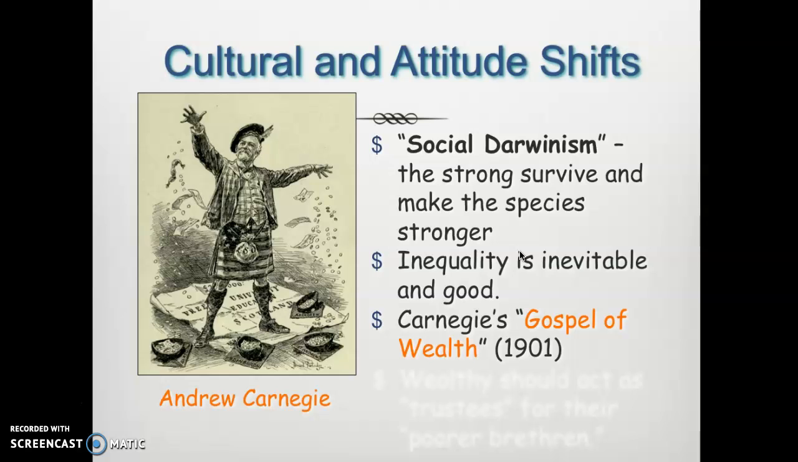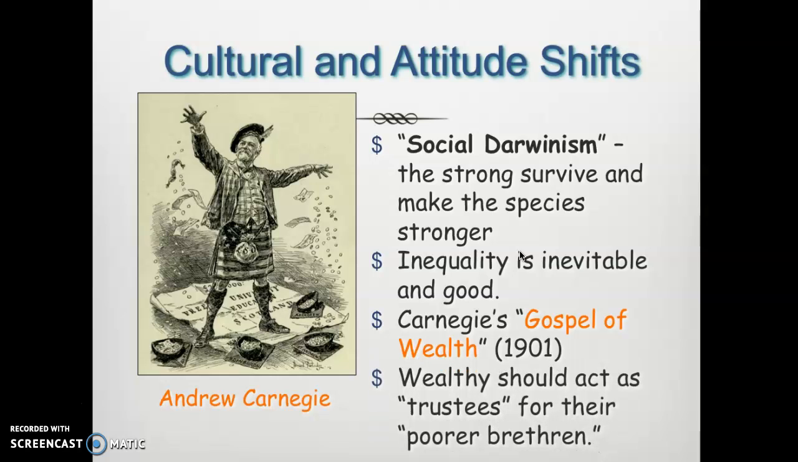And one very, very wealthy man, Andrew Carnegie, published an article in 1901 called The Gospel of Wealth, and he said that the wealthy must act as the trustees for the poor, basically meaning that the wealthy need to give back a lot of their disposable income and help develop society for the better.